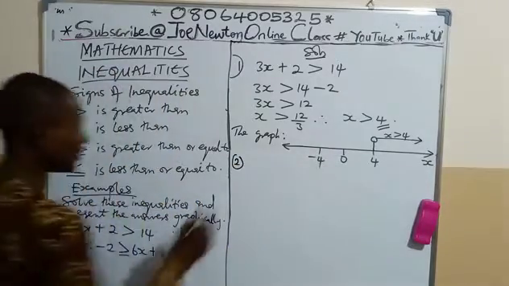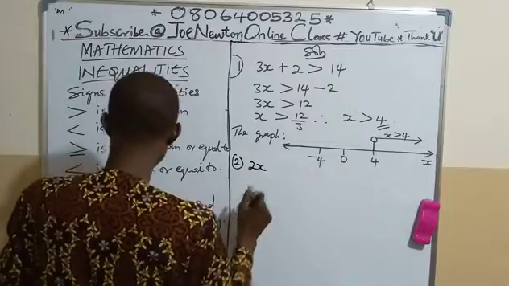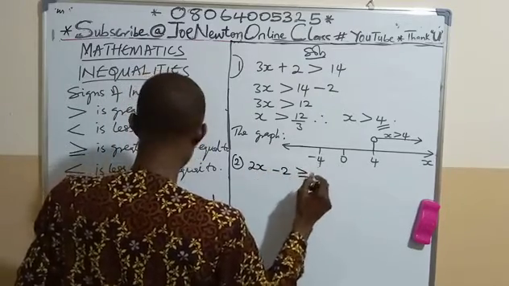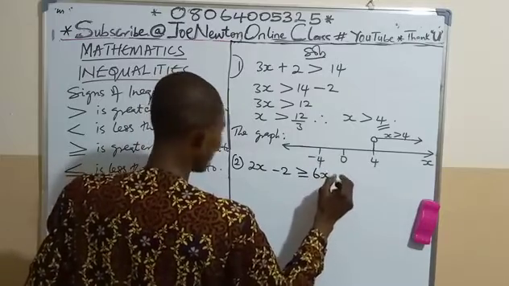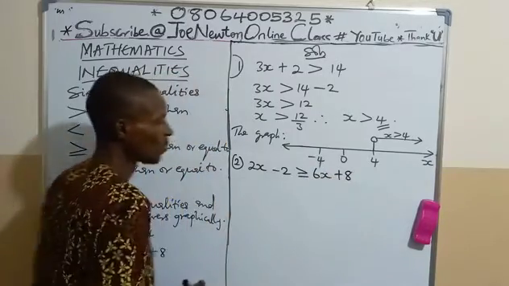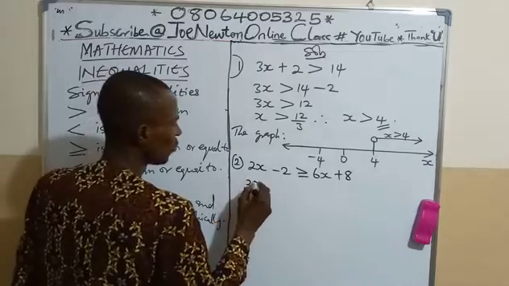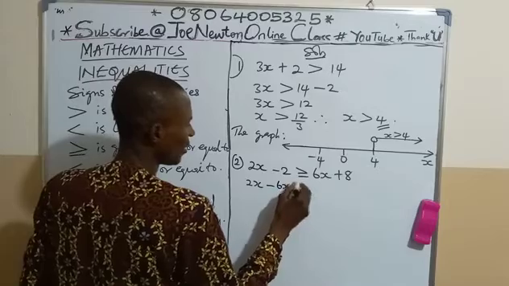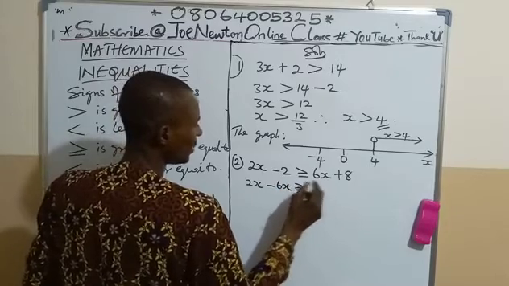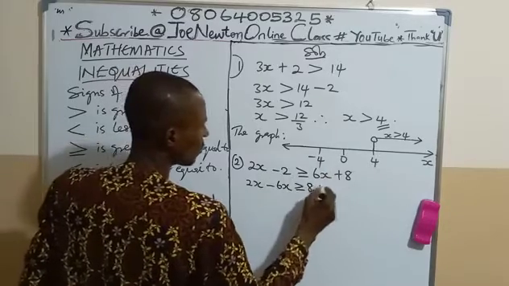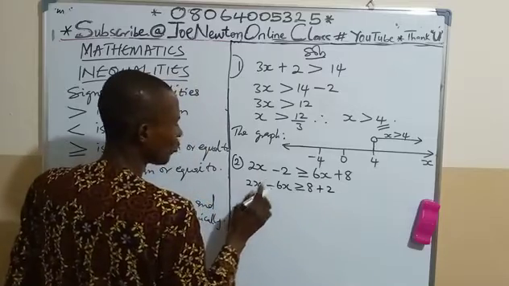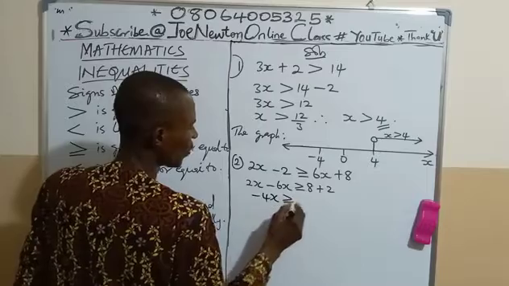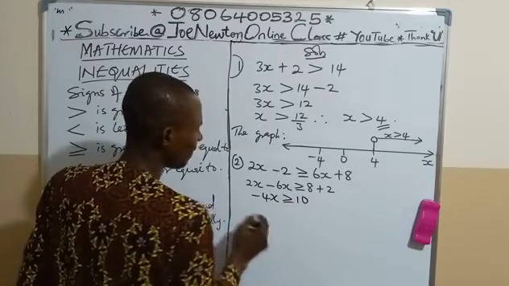Number 2 says that 2x minus 2 is greater than or equal to 6x plus 8. Then quickly we solve this. That will give us 2x minus 6x is greater than or equal to 8, and this minus 2 goes over and becomes plus 2. So we have 2x minus 6x, which is minus 4x, is greater than or equal to 8 plus 2, which is 10.